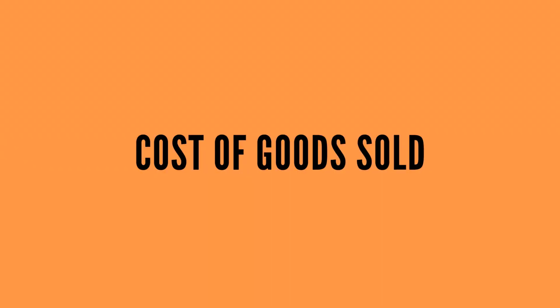Next is cost of goods sold, or COGS. These are the direct costs attributable to the production of the goods sold by your company. This includes materials and labor directly used to create the product.